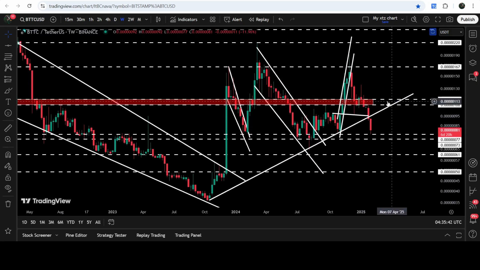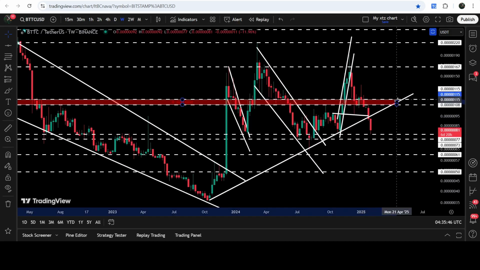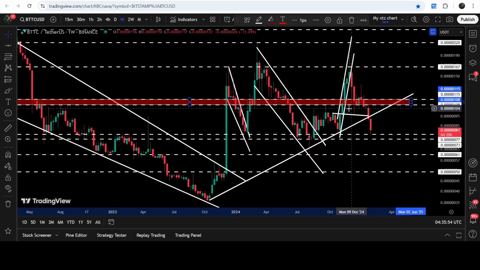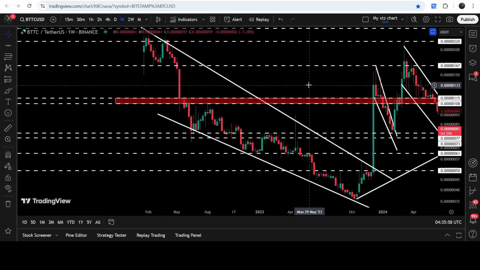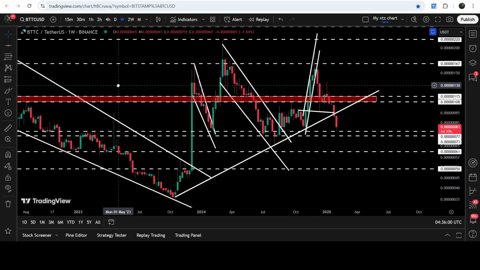And in case of breaking it out, we will need to break out this resistance as well, that starts from 108 and goes to 115, 0.000005 times $0.115. That was previously working as a resistance here, support here, and before that, it was working as a resistance here as well.